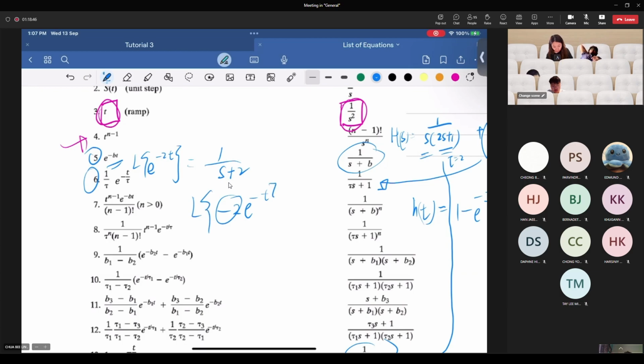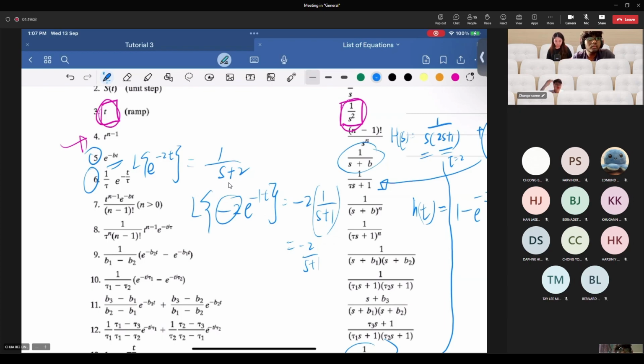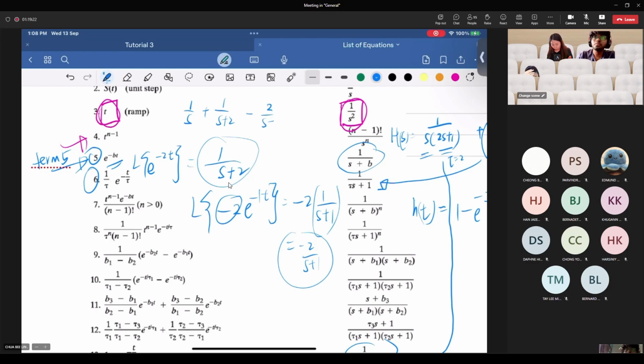So Laplace transform of this will get negative 2 outside, don't touch. Then e negative 1t. So 1 over s plus 1. So this is your conversion. So copy this and copy this using the same term, which is term 5. Then you will get the final answer of 1 over s, plus 1 over s plus 2, plus negative 2 over s plus 1. So revision. So A and B just revision.